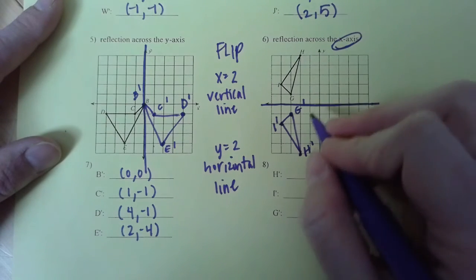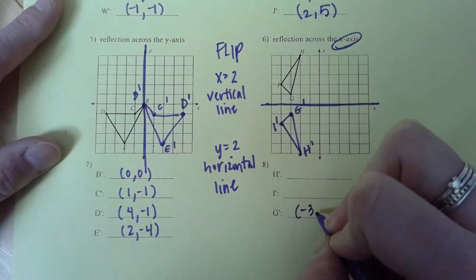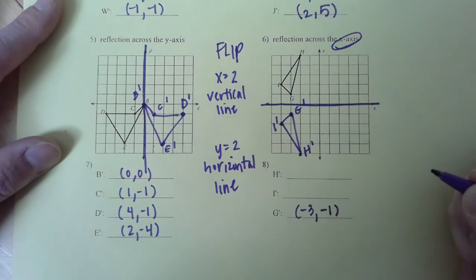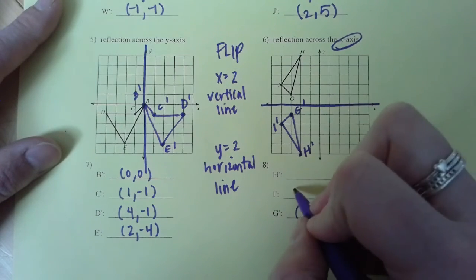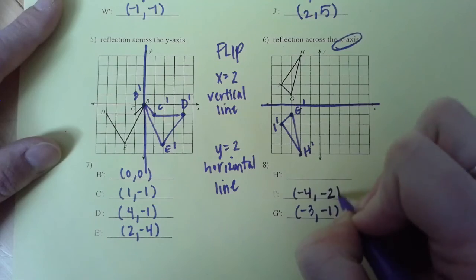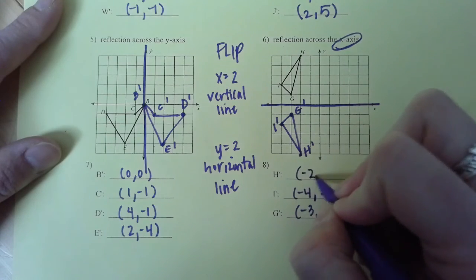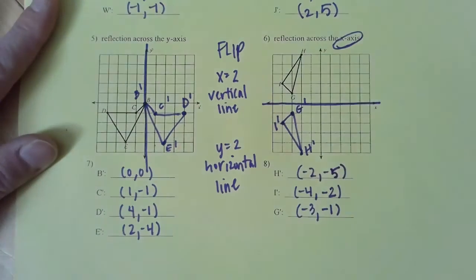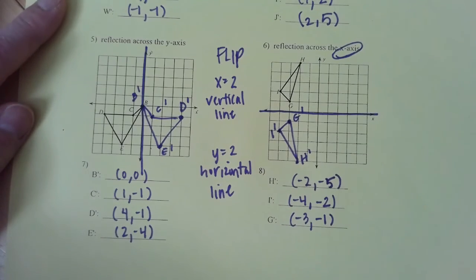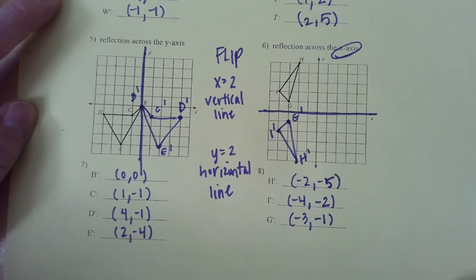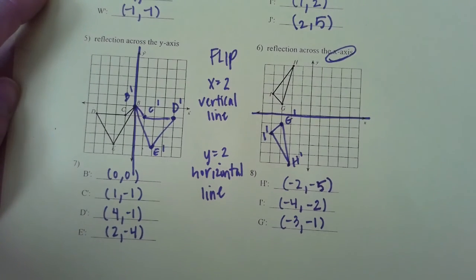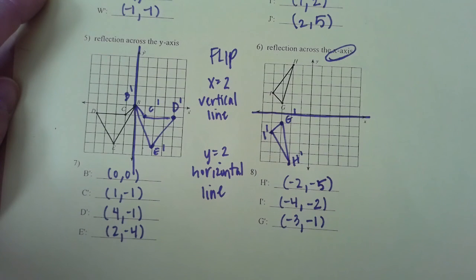So G prime is at negative 3, negative 1. I prime is at negative 4, negative 2. And H prime is at negative 2, negative 5. Okay, so that's how you do the reflections and the translations. So I'm going to finish the other two on another video.